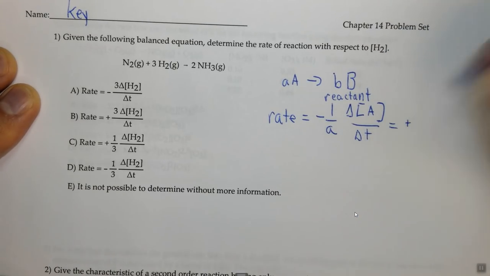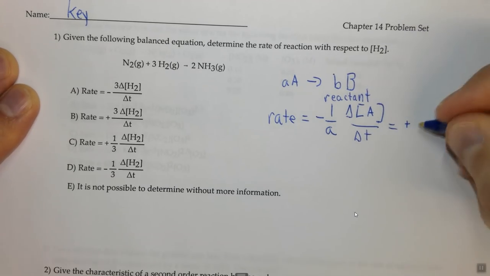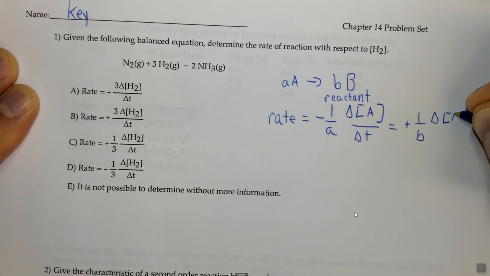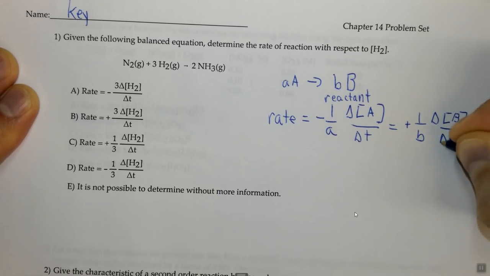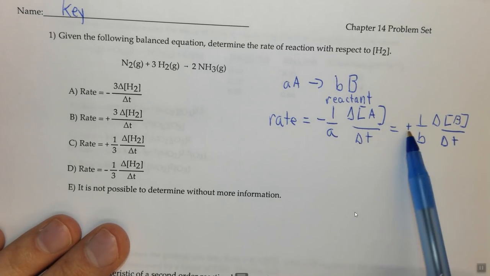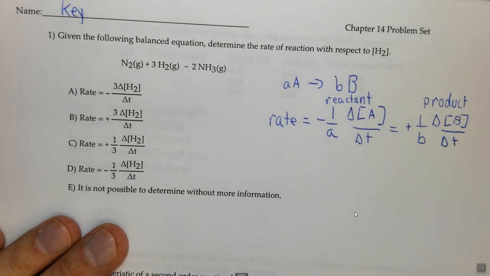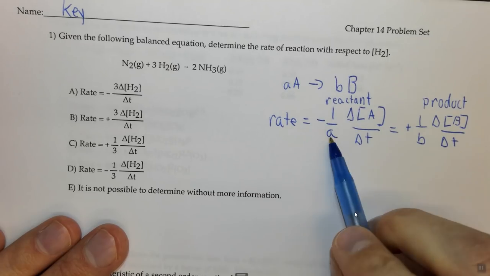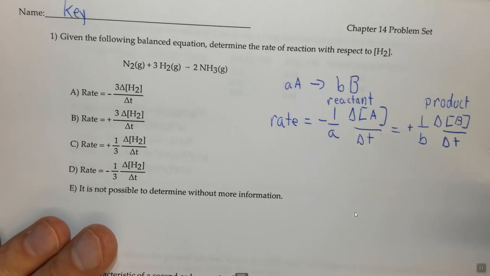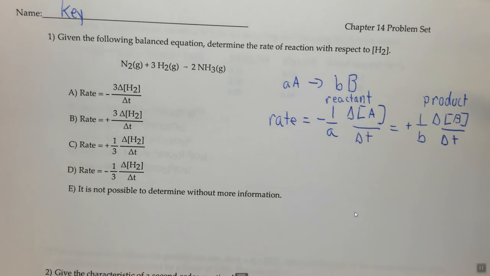And this is equal to positive. You don't necessarily need to write positive, but to emphasize it, I'm going to write positive, 1 over b, delta concentration B over delta t. And why is it positive with respect to B? Well, it's positive because B is a product which is going to get formed during the reaction. And we need to use the stoichiometric coefficients because it depends on how many of the A's are reacting or how many of the B's are forming. So we do 1 over the stoichiometric coefficient.